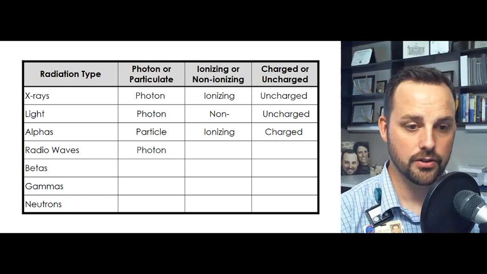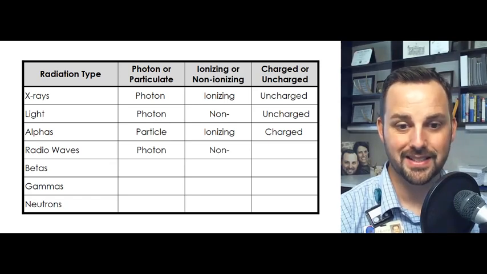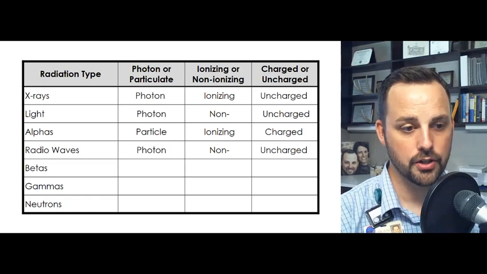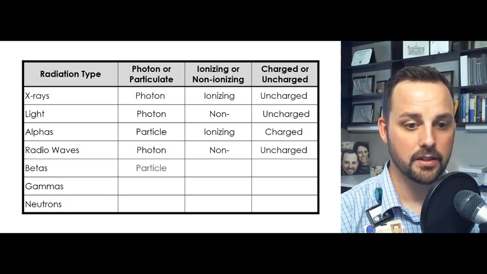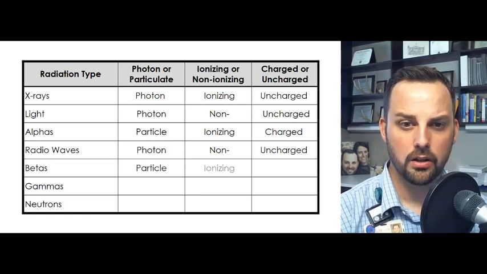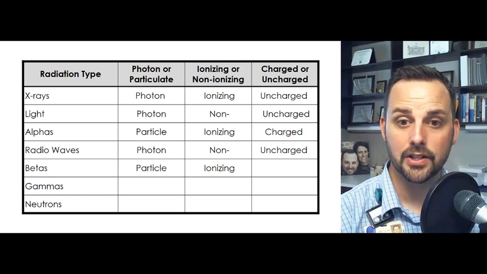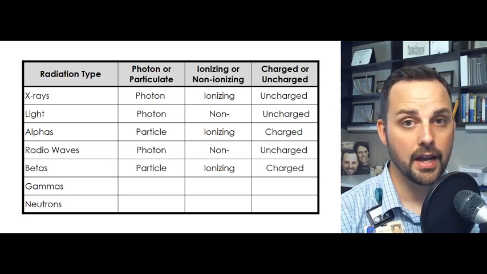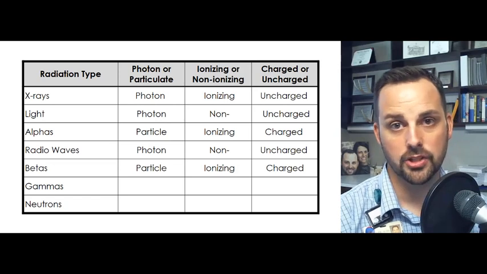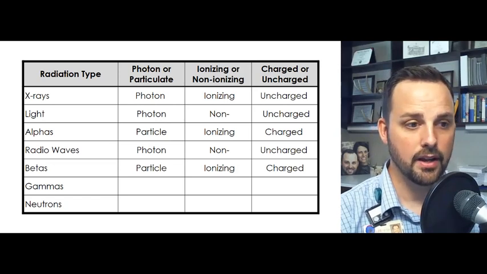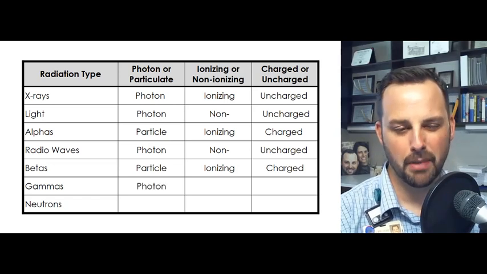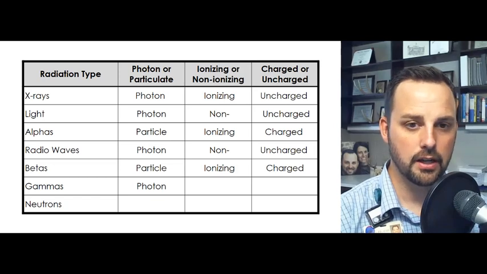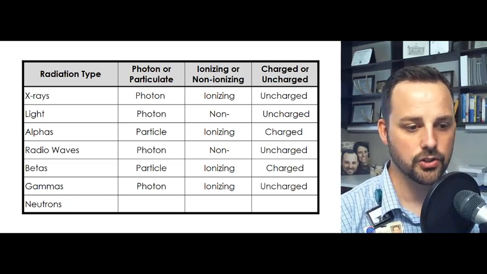Radio waves are a type of photon, but they're non-ionizing. And like all photons, they don't have a charge. Beta radiation is a particle. Like all particle radiation, it is ionizing, and it does have a charge of 1-, just like an electron. Gamma radiation, identical to X-rays, basically. It is a photon radiation, it's ionizing, it's uncharged.